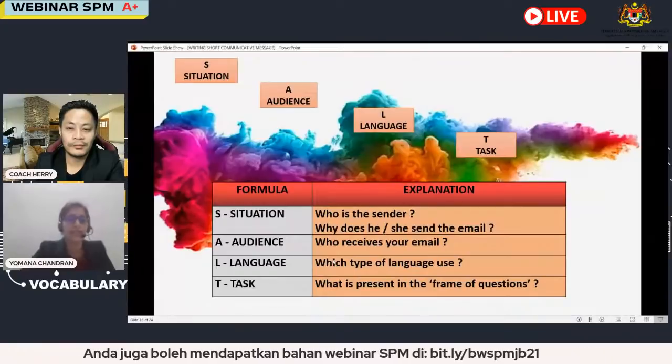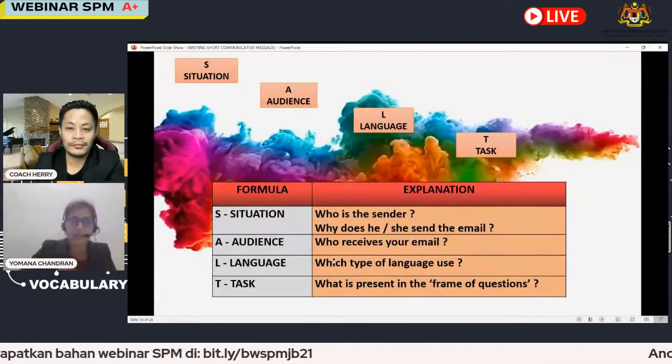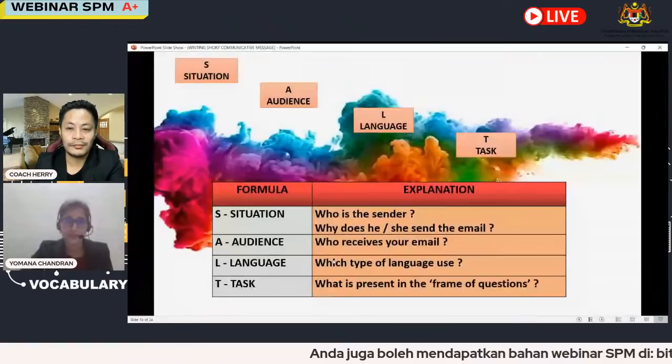So L stands for language. Here you are going to determine whether you are going to use informal language or formal language, depending on the recipient of your response. And finally, T, which stands for task.